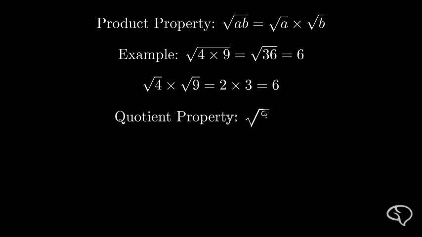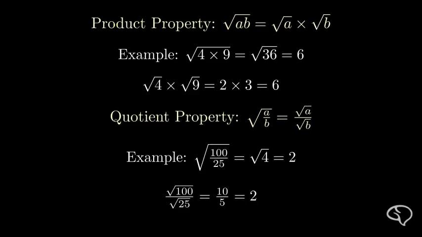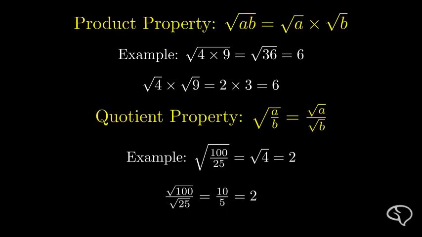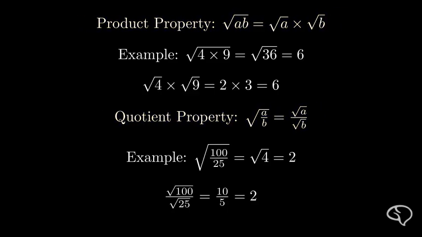Second, the quotient property. The square root of a quotient is the quotient of the square roots. For example, the square root of 100 divided by 25 is the square root of 4, which is 2. This is the same as the square root of 100 divided by the square root of 25, which is 10 divided by 5, also 2. These properties allow us to simplify square roots by factoring out perfect squares. We'll see how to use this in the next section.